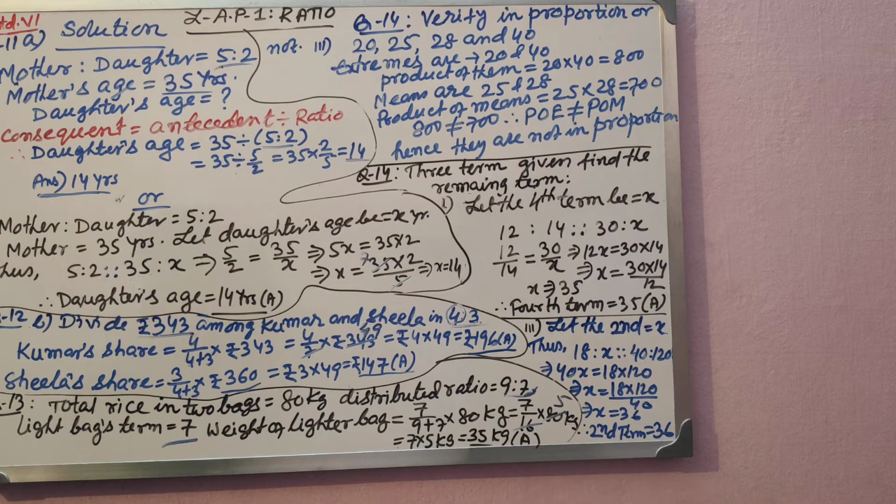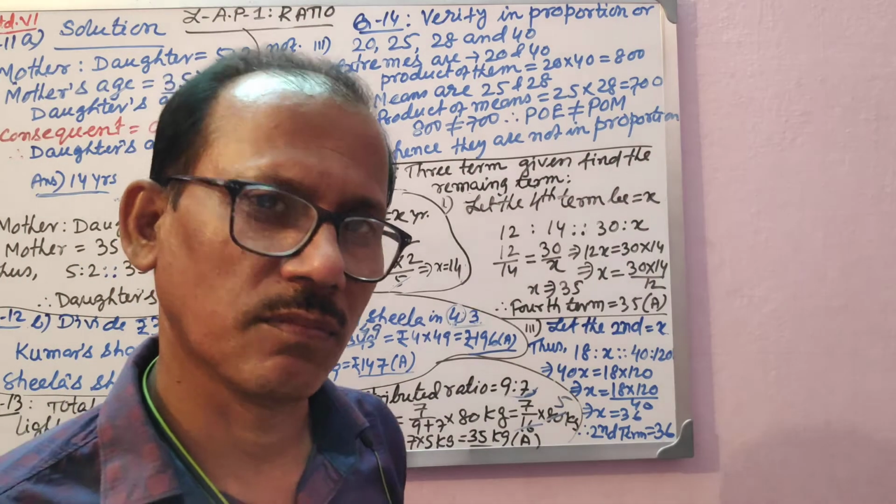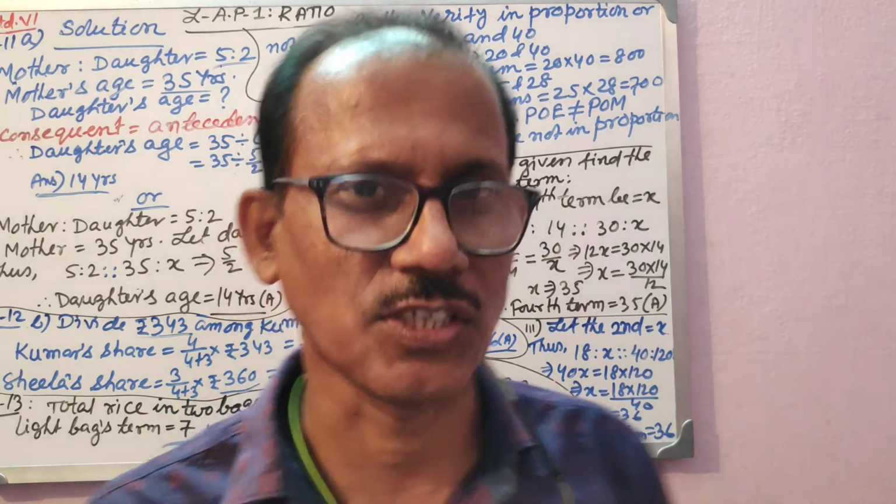Had it been asked what the heavier bag's weight would be: 9 by 9 plus 7 into 80 kg, that will be 9 by 16 into 80 kg. So 9 into 5, 45 kg. Okay, 45 kg plus 35 kg, how much? 80 kg. The total weight came. Yes, your answer is correct. You have matched it. Okay, fine.